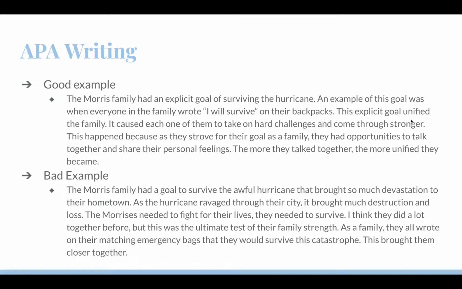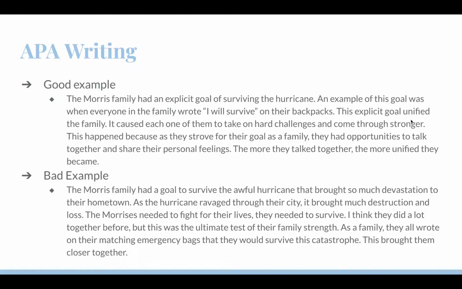The bad example is: the Morris family had a goal to survive the awful hurricane that brought so much devastation to their hometown. So right off the bat, you can see that sentence is so much longer than the one in the first example. It has extra fluff in it. This whole paragraph has a lot of fluff: as the hurricane ravaged through their city, it brought much destruction and loss. The Morrises needed to fight for their lives. They needed to survive. I think they did a lot together before, but this was the ultimate test of their family strength. As a family, they all wrote on their matching emergency bags that they would survive this catastrophe. This brought them closer together.